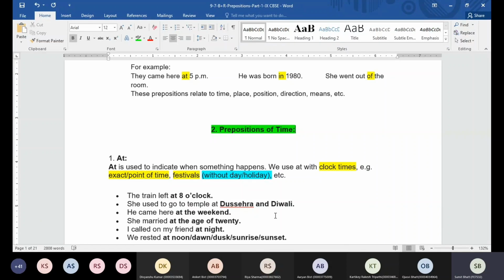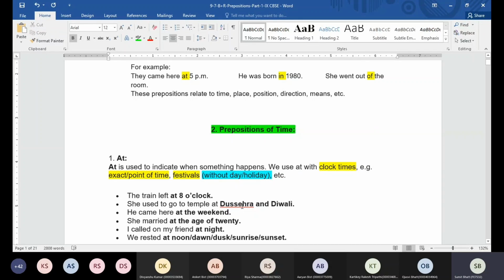I called on my friend at night. So remember, if you have just the word night, the word day, then we use the word at. Okay, but if you have the word the before them, like the night, the day, in that case, we don't use the word at. Some other word is going to be used, which we'll study in the next slide. So here we are going to say, I called on my friend at night. Okay, so the time at which the person called the other friend was night.